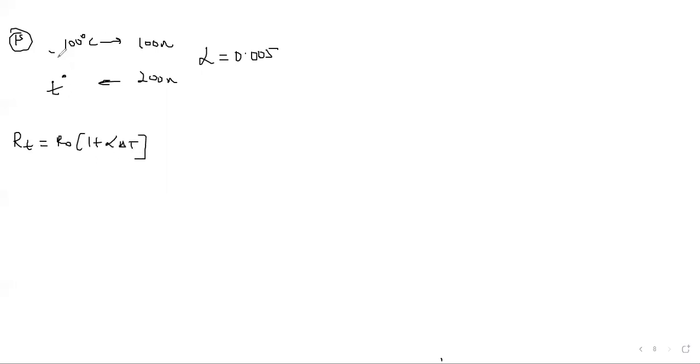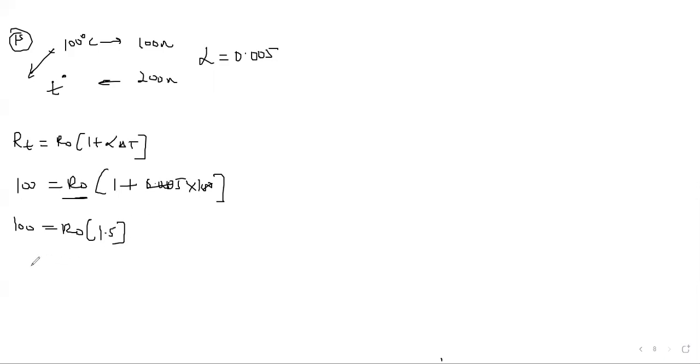Let's write two cases. In the first case, the resistance at some temperature is given as 100 ohm. R naught we don't know, so R naught into (1 plus alpha), with alpha 0.005, into 100. From here you can calculate R naught. So 100 is equal to R naught into (1 plus 0.5), which becomes 1.5. So R naught is 100 by 1.5. This is your R naught, or you can also write 200 by 3 if you want.